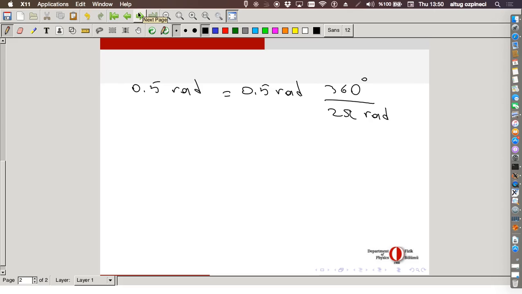Now pi is something like 3. 3 times 2 is 6, 0. Okay, let's cancel these. This is something like 60. This is approximately 30 degrees, 0.5 radians.